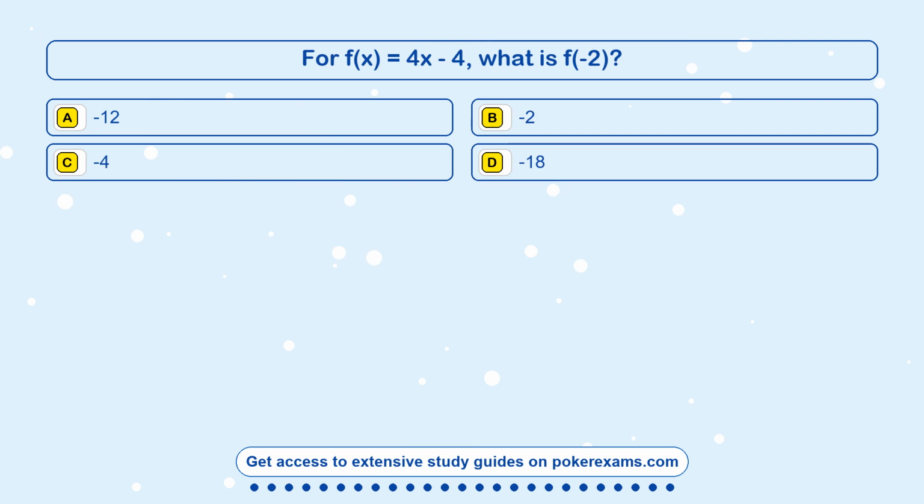Question 15. For f(x) equals 4x minus 4, what is f(minus 2)? Option A, minus 12. Option B, minus 2. Option C, minus 4. Option D, minus 18.